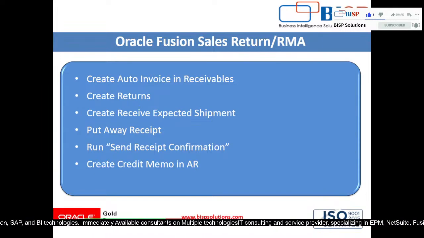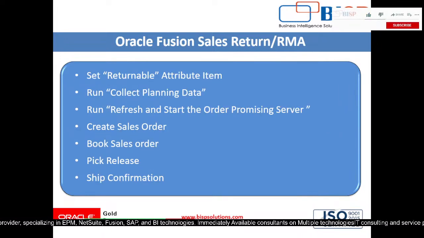So no need to create it manually. If your setups are for manual creation of the credit memo, then you can create it manually, otherwise it can be created automatically by the system by submitting this send receipt confirmation job in our application. So these are the sales return process steps in our application. Let's start with set returnable attribute at the item level.